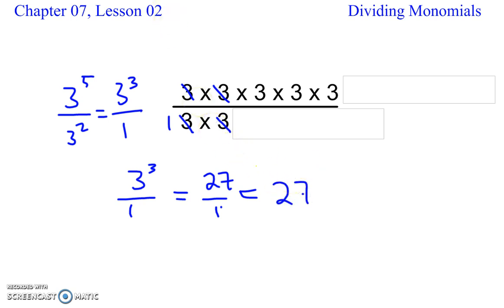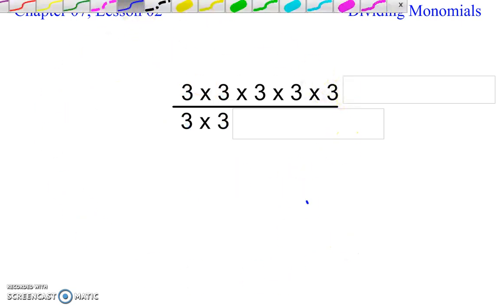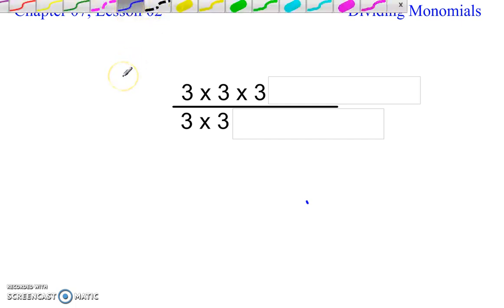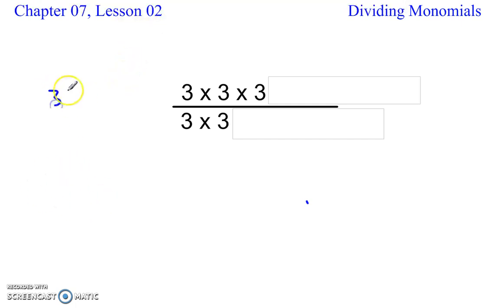Now, what happens if we keep reducing this? Instead of expanding, I divide by another 3. We had 3 to the third power divided by 3 squared, and that came out to be 3 to the first power. Right? 3 to the first power over 1. I don't necessarily need that over 1, but just for illustrative purposes.